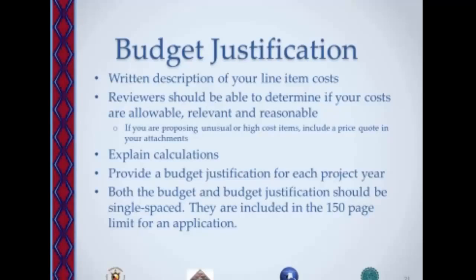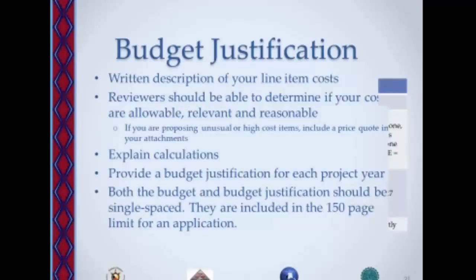You're also, again, providing a budget justification for each project year. And similarly to what I said about the objective work plan, if you have a 3-year project, each year should not be the same amount requested. I should be seeing a different budget for each project year. It should not just be a carbon copy from one year to the next because you're doing different activities each year. And this last bullet on the screen is a formatting tip. Both the budget and budget justification should be single-spaced. And that's because they're included in the 150-page limit for an ANA application. So make sure that they're single-spaced.